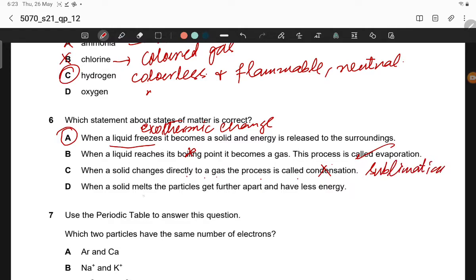When a solid melts, the particles get further apart, but not very much further apart, and they have more energy, not less. So this is also incorrect.